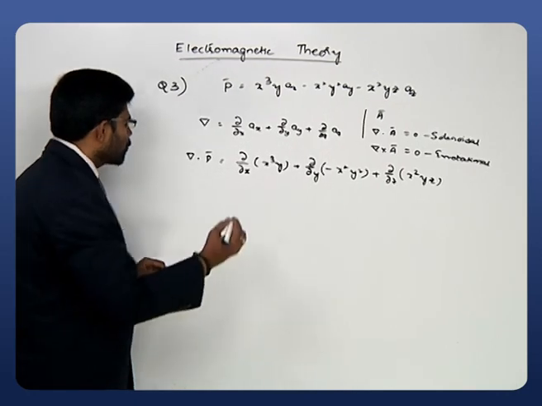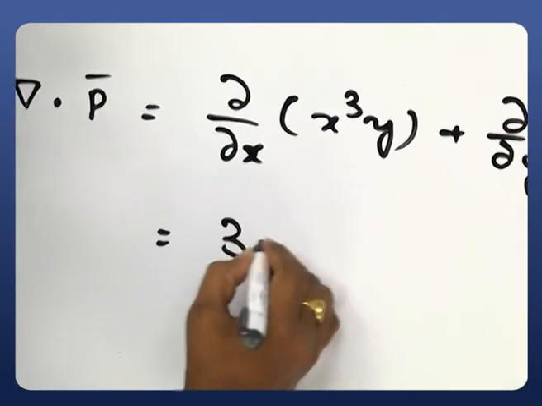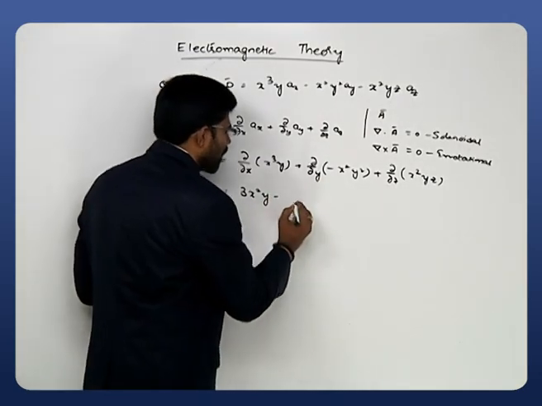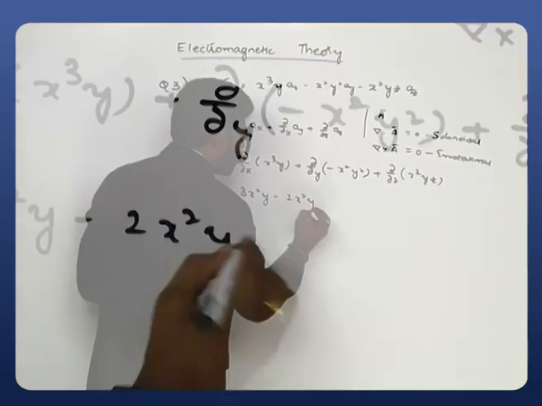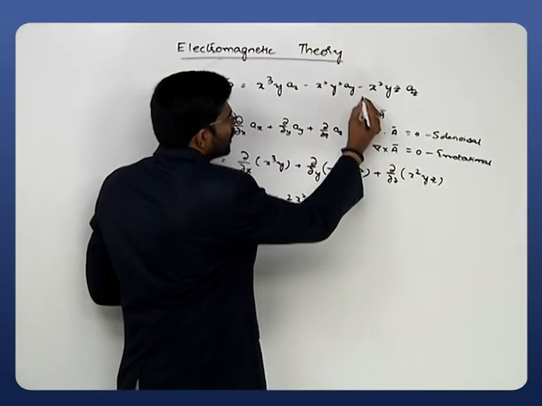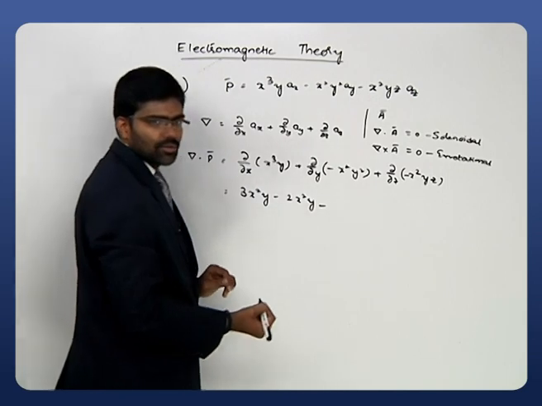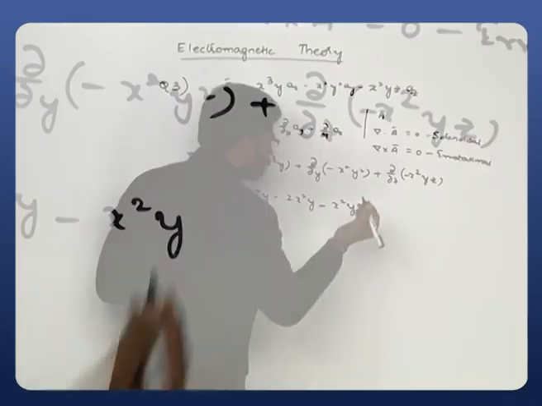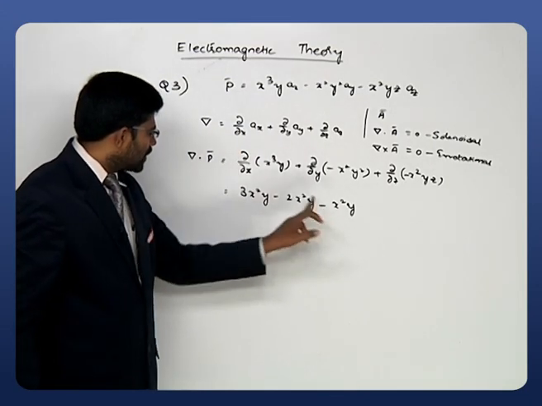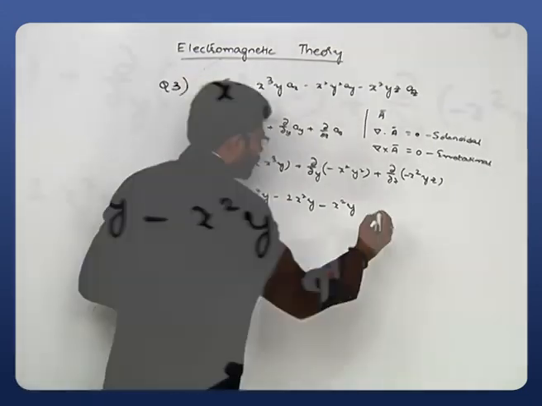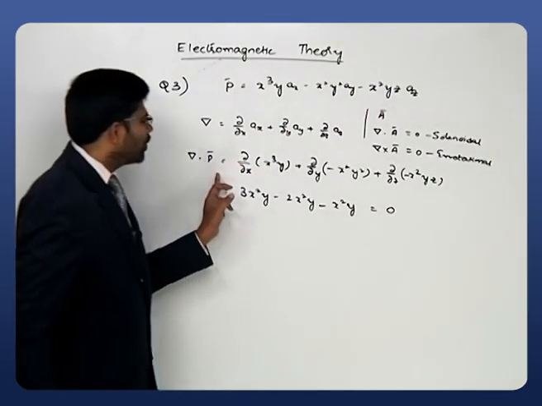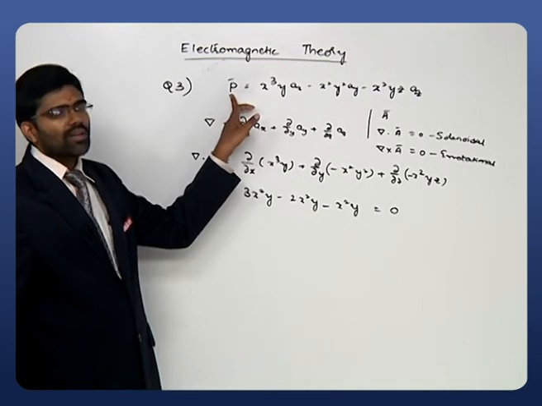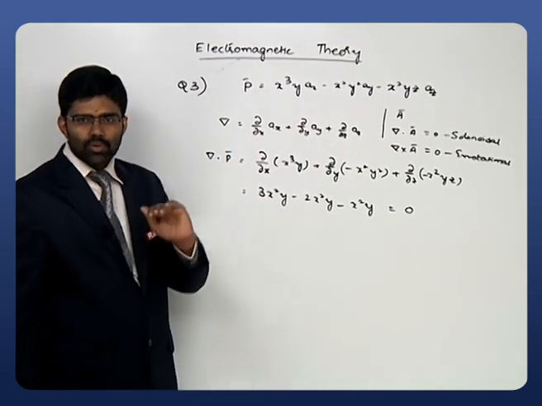Since the differentiation is very easy for us, write this down as 3x square y minus 2x square y minus x square yz. So place it as minus x square yz minus x square y. So minus 2 minus 1 is minus 3, plus 3 is 0. So directly we got del dot P bar is equal to 0. Since del dot P bar is equal to 0, this P bar is a solenoidal vector. So one option is over.